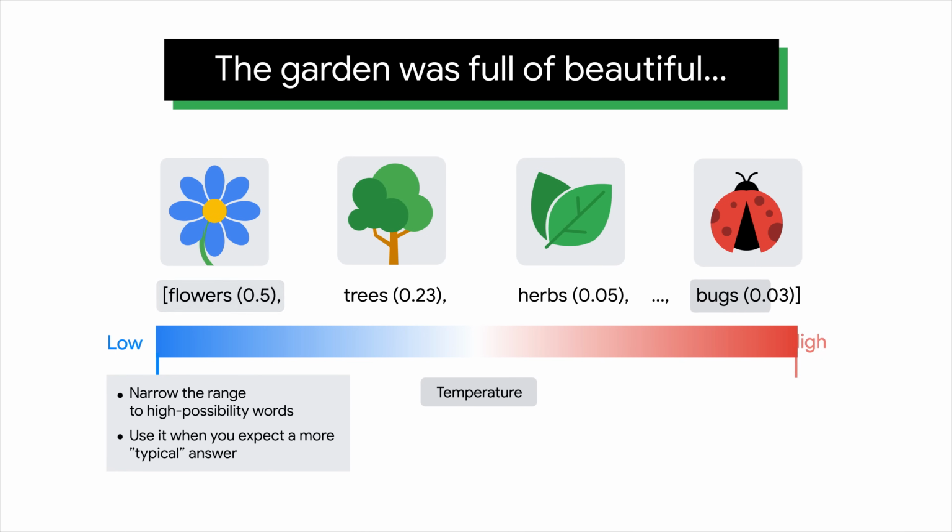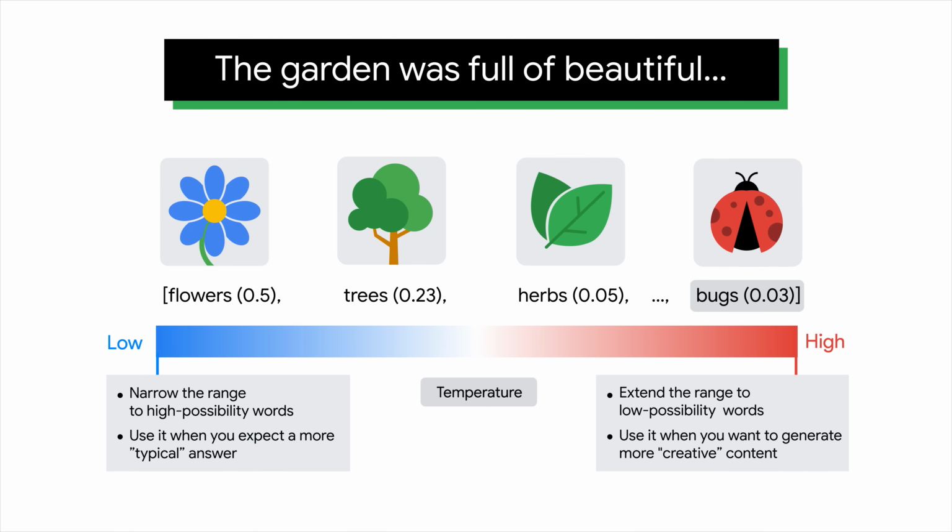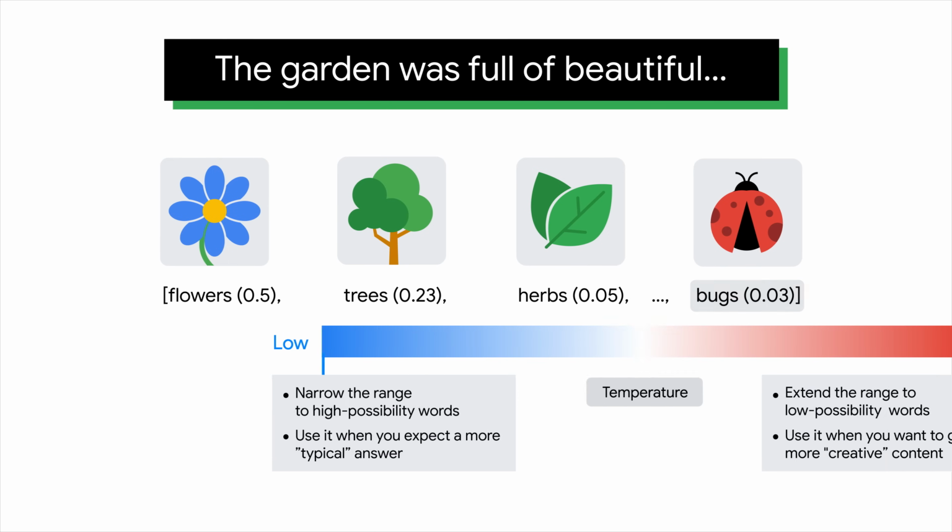High temperature means to extend the range of possible words to include those that have low possibility and are more unusual. In this case, those are bugs and other words that are located at the end of the list. This setting is good if you want to generate more creative or unexpected content.